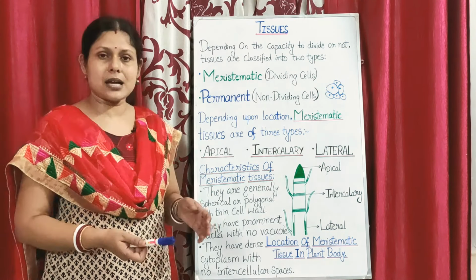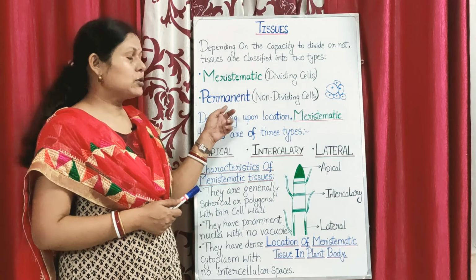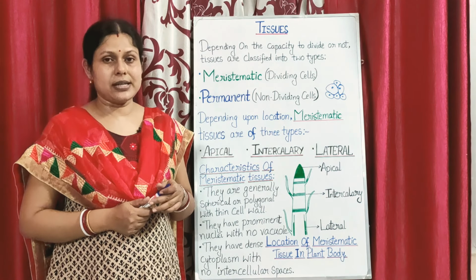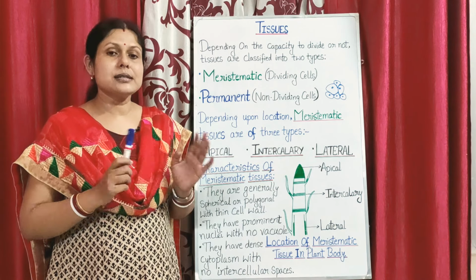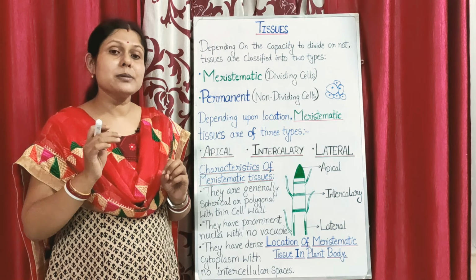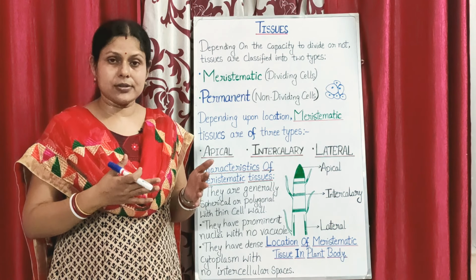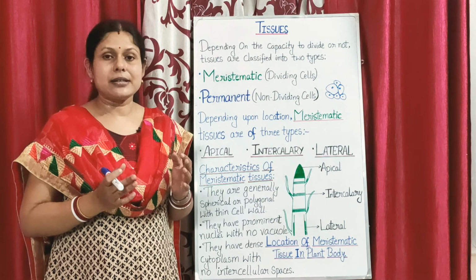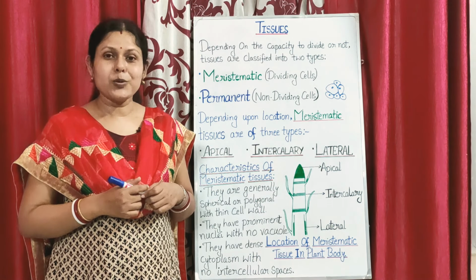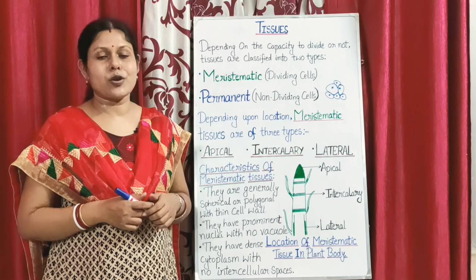In the next class, we will be discussing the permanent tissues, that is, the non-dividing cells. After this is done, I will tell you, depending upon the function, how many types of plant tissues are found in the plant's body, and then our plant tissue portion will be finished. I hope you understood the meristematic portion of the plant tissue.